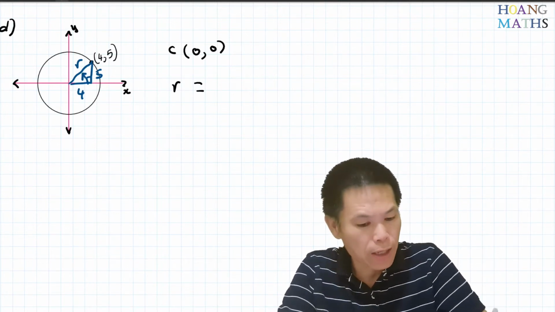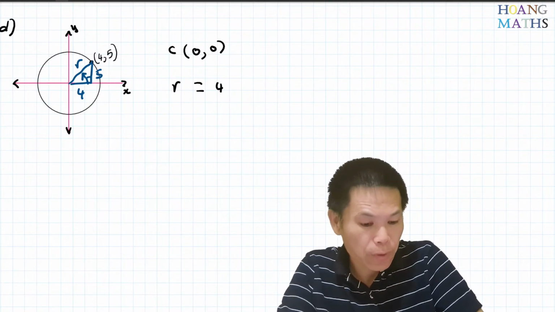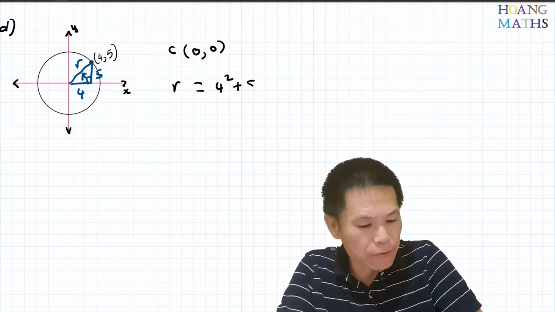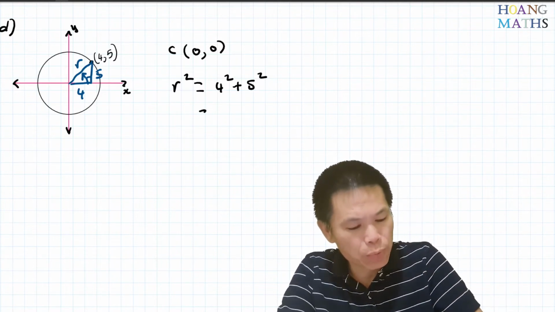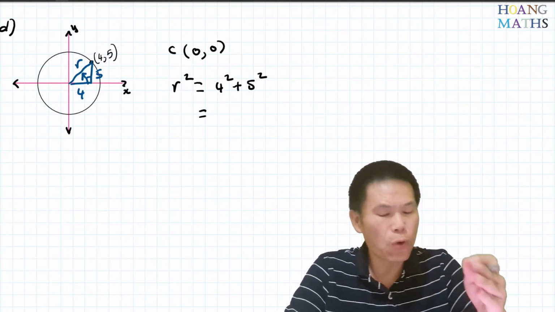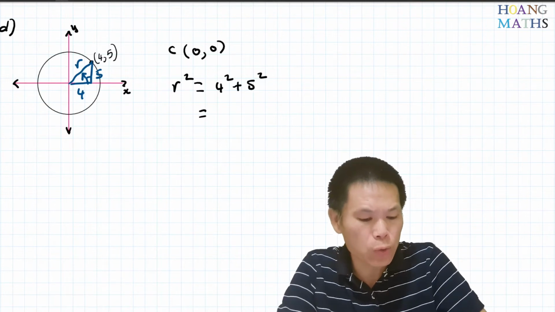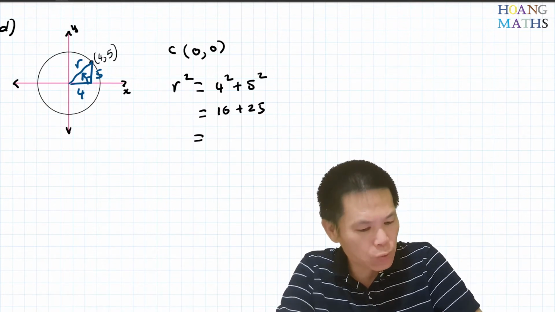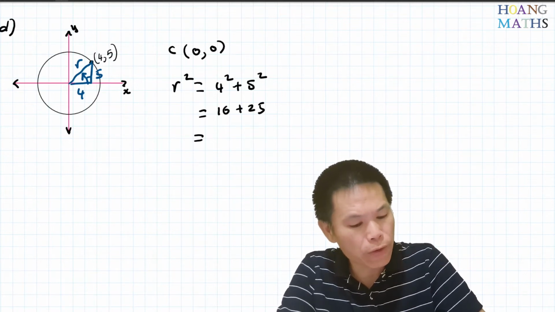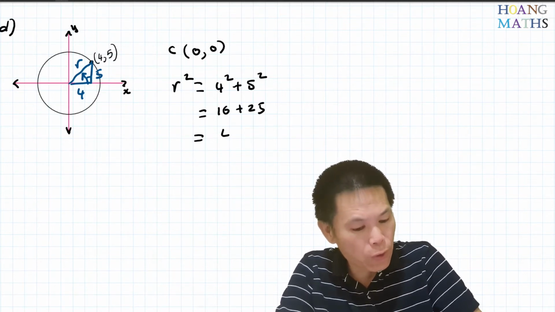So we know that 4 squared plus 5 squared is equal to r squared. So we just put it in a calculator. Otherwise, we know that 4 squared is 16, plus 5 squared is 25. So 16 plus 25 is 41.